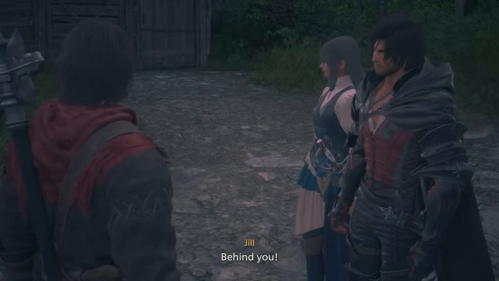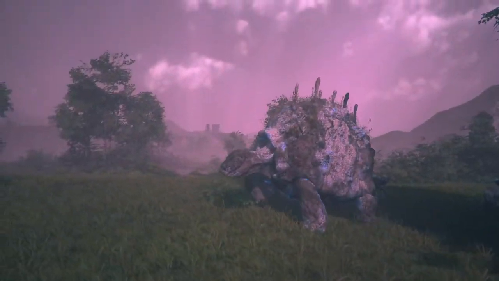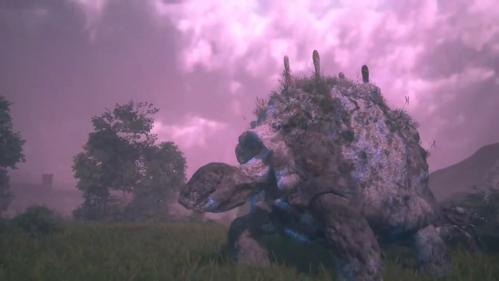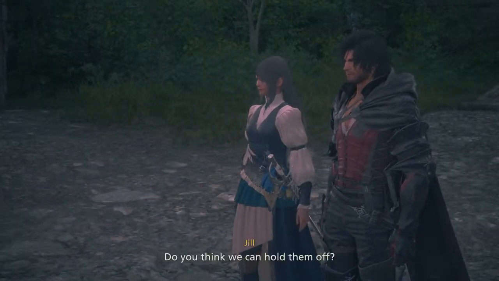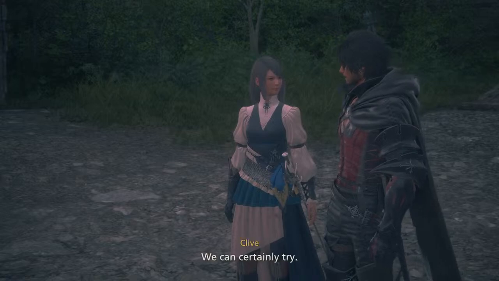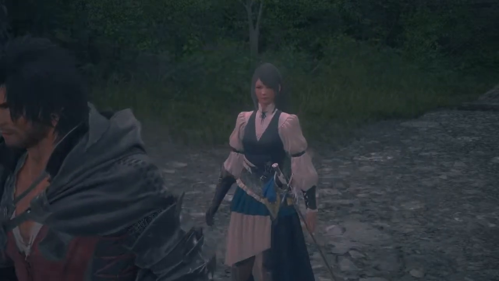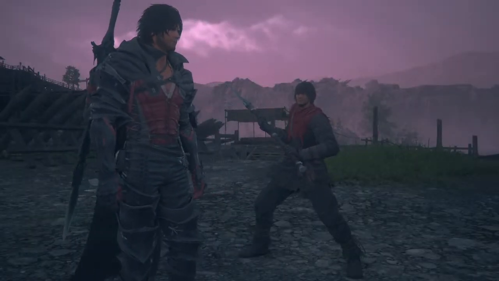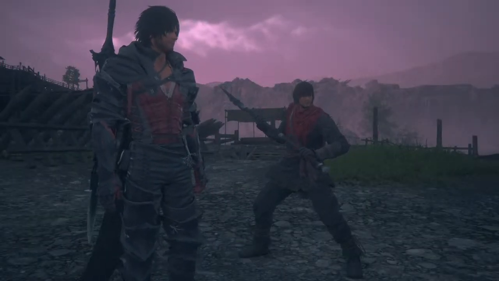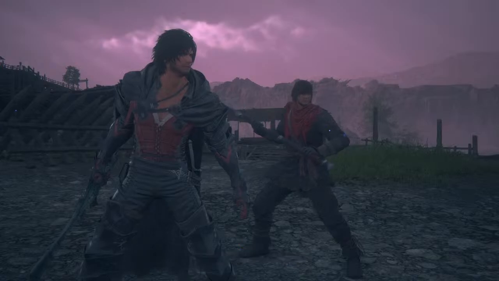Behind you! Damn it! We need to get the injured to safety. Do you think we can hold them off? We can certainly try. Are you with us, Sir Wade? Always. Then let's do our duty.